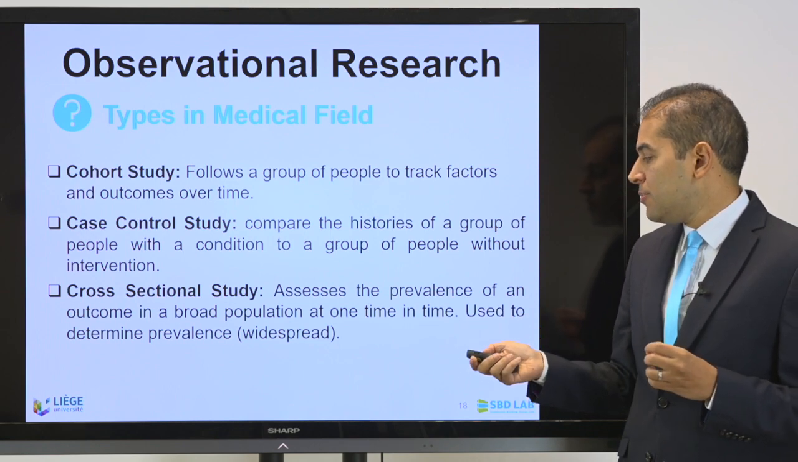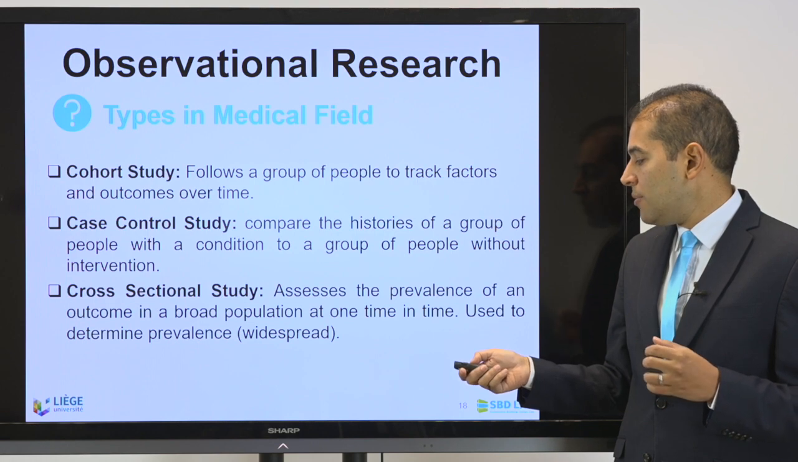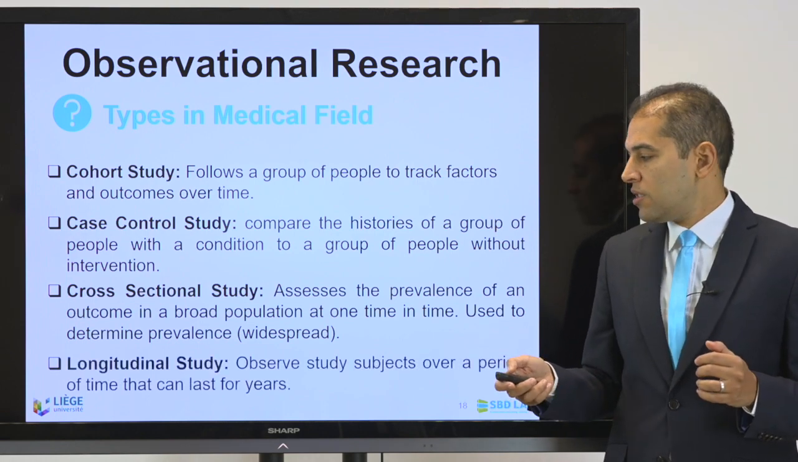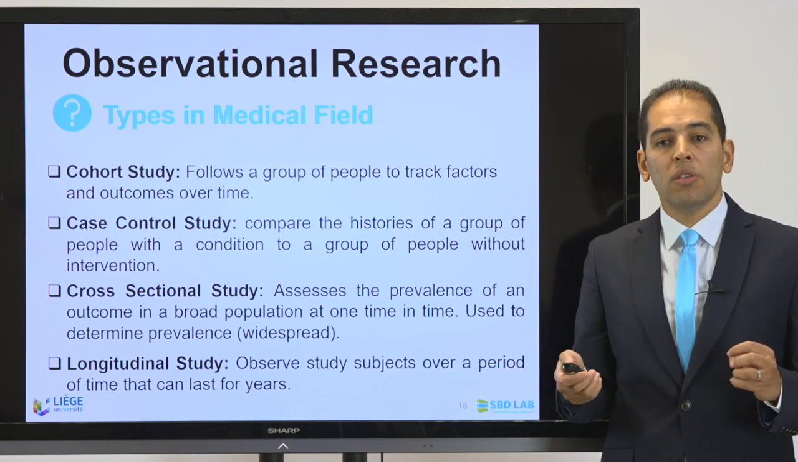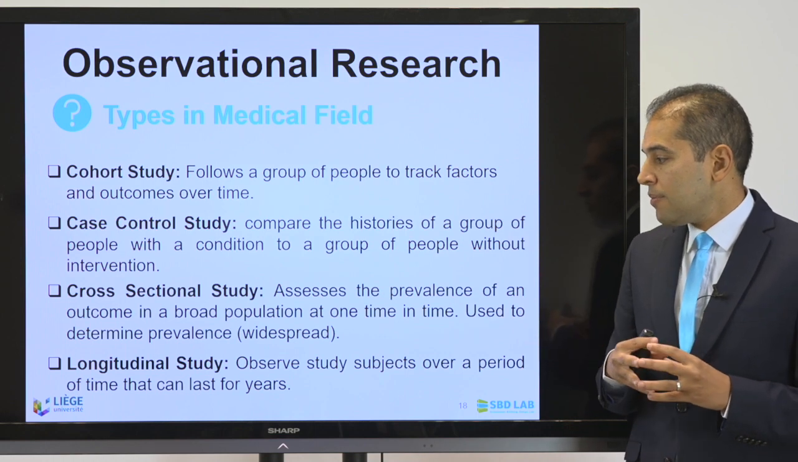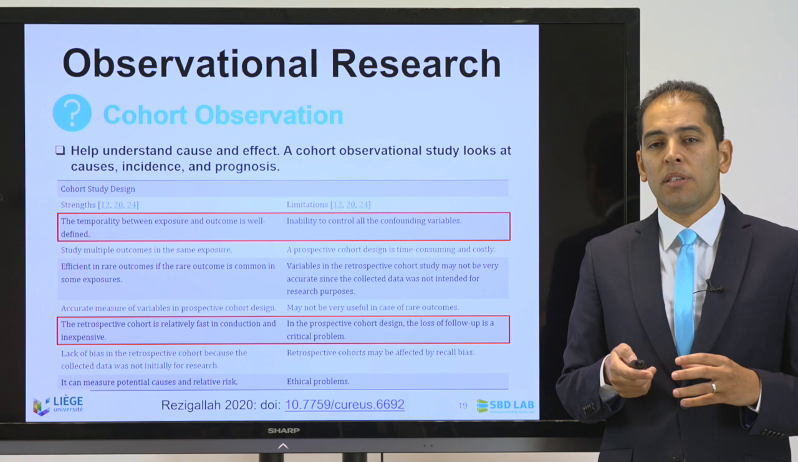Cross-sectional studies assess the prevalence of an outcome in a broad population at one point in time, and are used in widespread studies. And finally, the longitudinal studies observe subjects over a period of time that can last for years. So those are the four main categories.